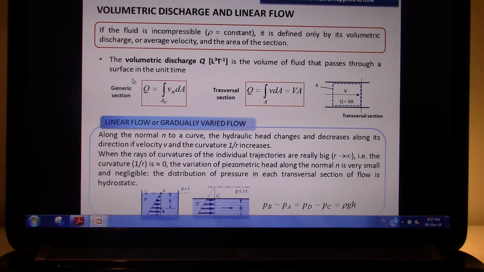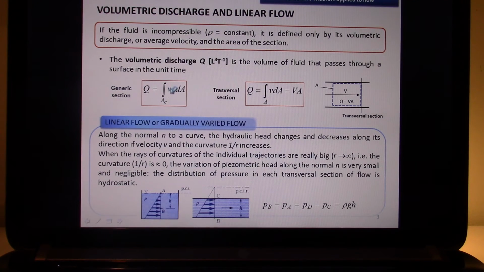Again, for a generic section, when we define the volumetric discharge, we have only the normal component of the vector velocity times the infinitesimal area, while in the particular case of the transversal section, the most common one, we are considering the entire velocity, which is the average velocity, times the infinitesimal area that, integrated over the transversal section, gives you the total entire area.